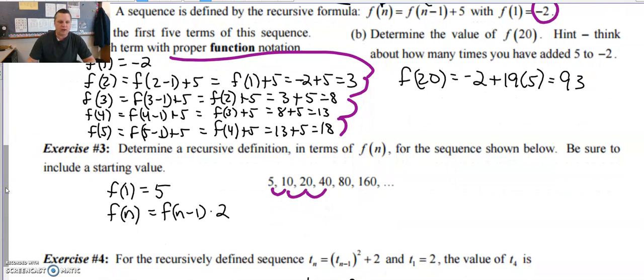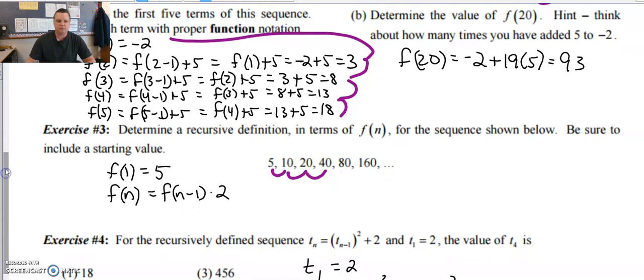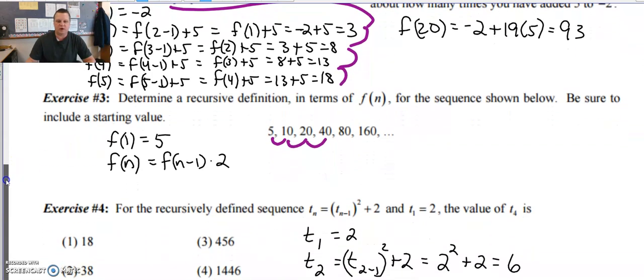Now, in exercise 4, you want to find the value of t of 4. So t of 1 is 2, and I'm just going to have this all right here for you. Unfortunately, you will have to show each output. You have T1, then you have to do T2, T3, T4. There's no simple way to get to T4. And don't skip the steps.